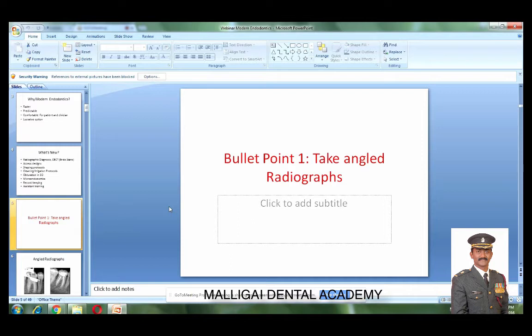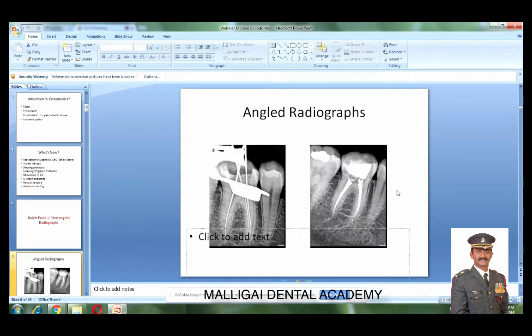As enumerated earlier, in the radiographic diagnosis and CBCT endo scans, the bullet point 1 that I would like you all to take note is start taking angled radiographs. We have been so used to taking radiographs in the regular angles which show us the image in a mesiodistal dimension. This has its limitations. Let me tell you what is the advantage of the angled radiograph.